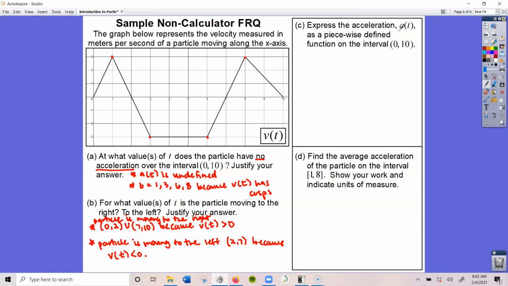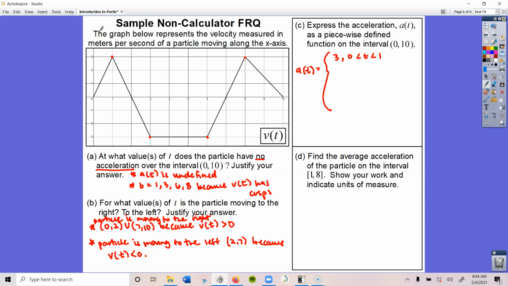Express the acceleration a of t as a piecewise defined function on the interval 0 to 10. So a of t is the derivative of v of t. These are all linear. So the derivative of v of t is the slope of each of these lines. So we would say that a of t, the slope here is 3. So we would say 3 for the interval 0 to 1. So we go 0 less than t less than 1. And I'm not including these values because notice that it's the open interval.